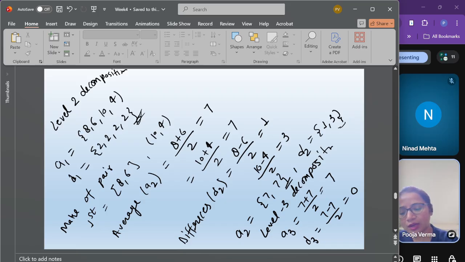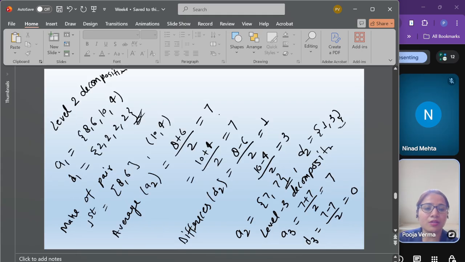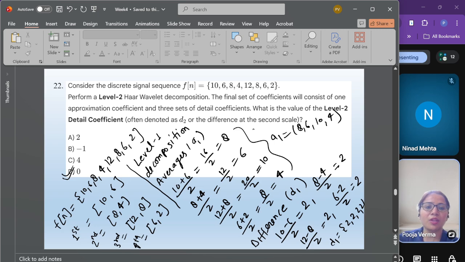So the final value for this one, the minimum value is 0. So here again, option D is the correct answer only because they are asking for the detailed coefficient, that is the differences at the second scale. So that value is 0, right? In the final approximation we only need to give one approximation coefficient. That's why the correct answer is 0.